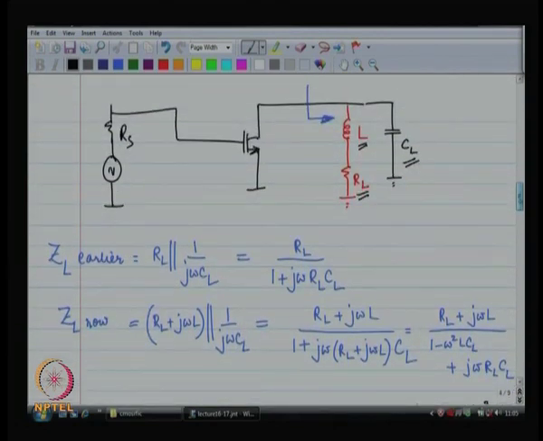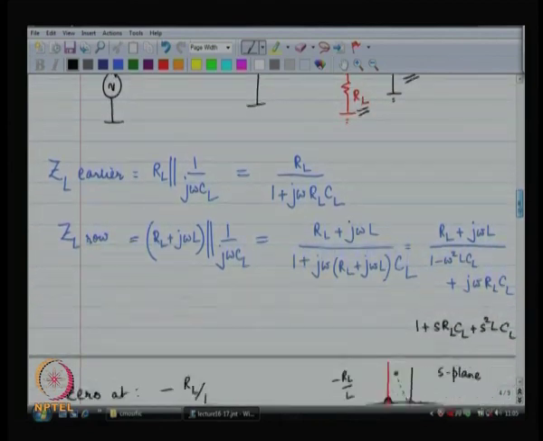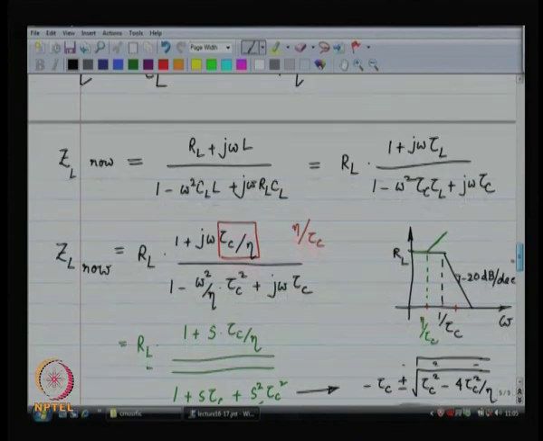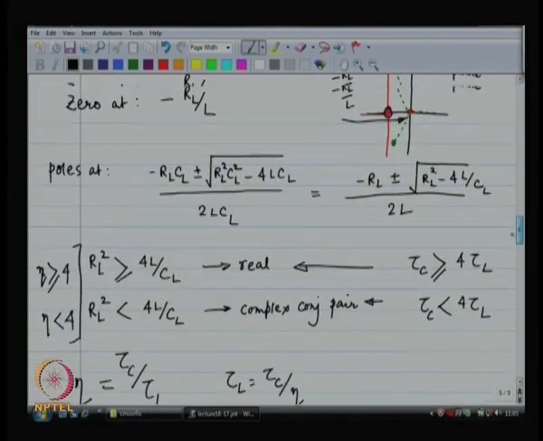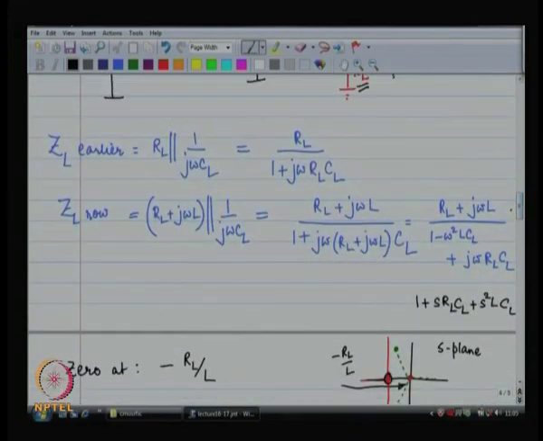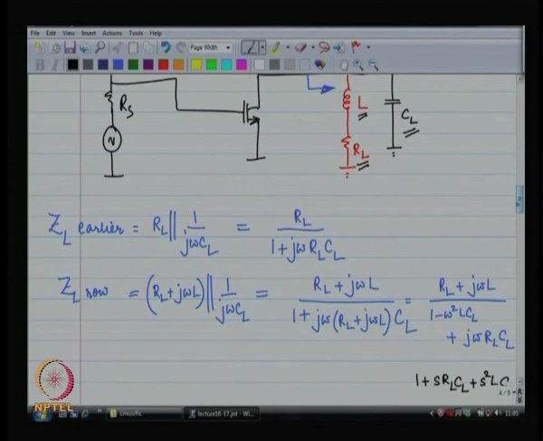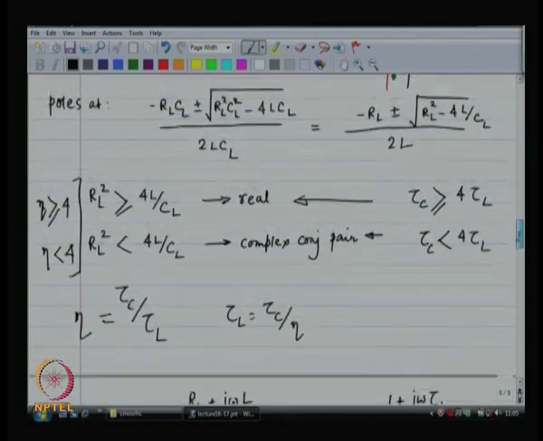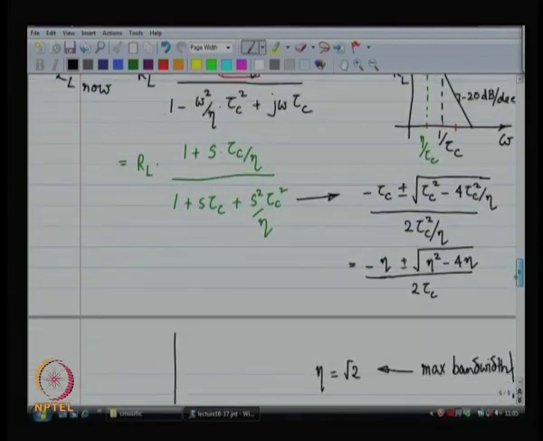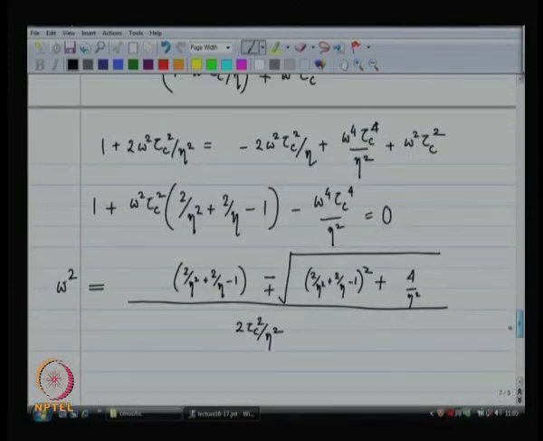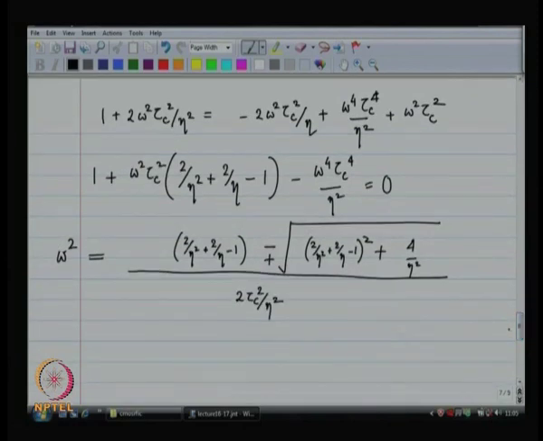We came up with the transfer function. This was the transfer function. The ZL earlier was the transfer function before, and ZL now is the transfer function now, and then we were really busy trying to find out what is the bandwidth.